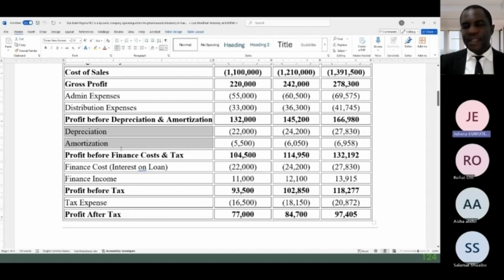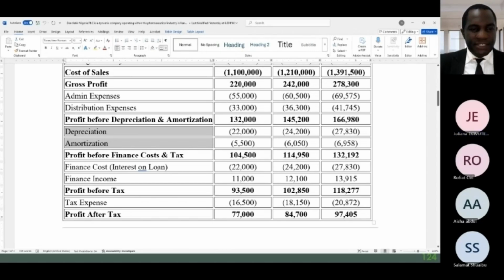So it's tricky, and I deliberately did that, and you captured that question. It is a very good one. Under exam condition, please add back depreciation and amortization to get your profit before interest and tax. Thank you for that question, Julie. It's a nice one. Oh, but it's already there. Why didn't you just pick it?